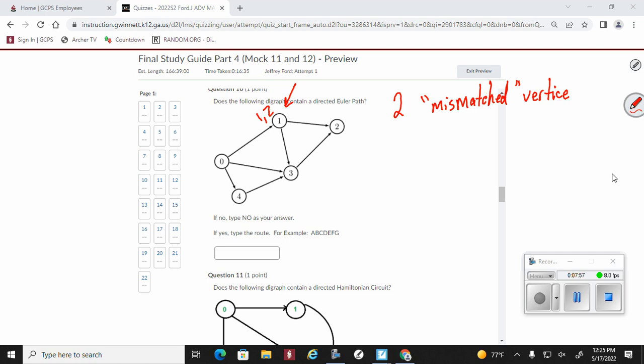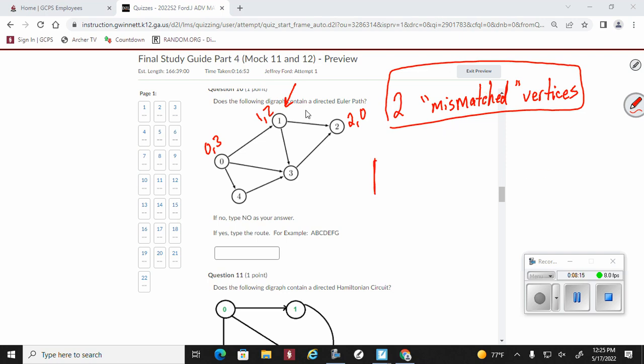And I'm just looking right here. I mean, looking at 0, you have 0 coming in, 3 going out. That's another mismatch. And then look at 2. You have 2 going in, 0 going out. That's 3 mismatched. The rule is you needed 2 of them. All right, and because we had more than 2, I don't even have to keep going, but I just had more than 2. The answer is going to be a big fat no for this one.